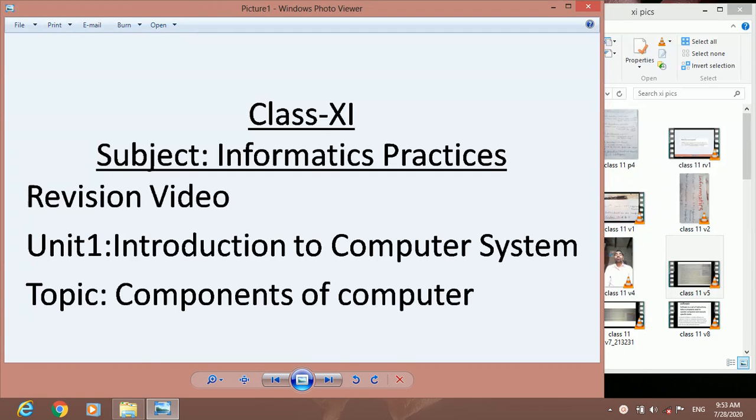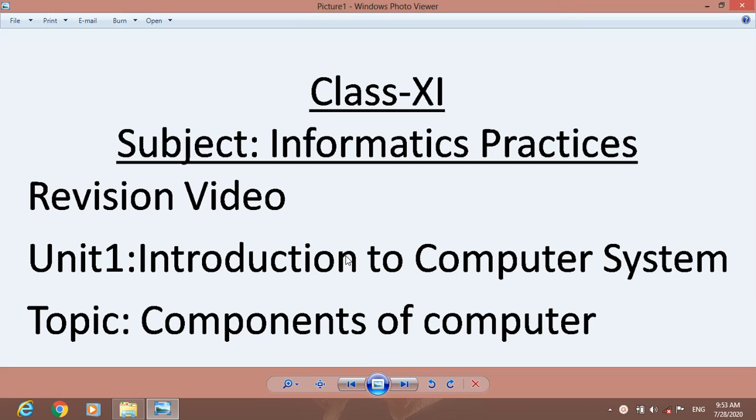Hello students, this is for class 11th, subject informatics practices, chapter 1, introduction to computer. The topic is components of a computer system.